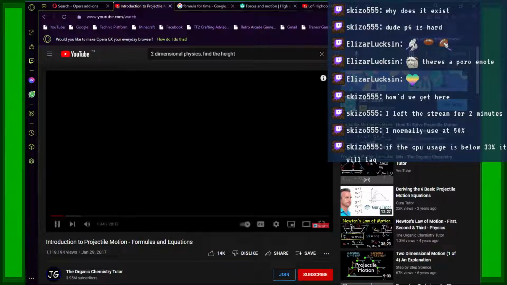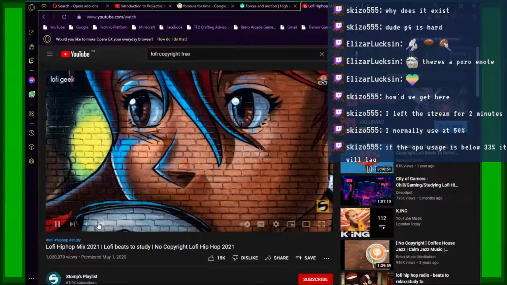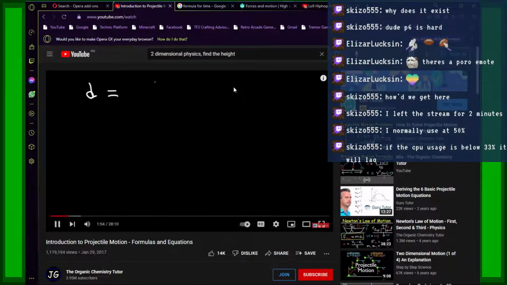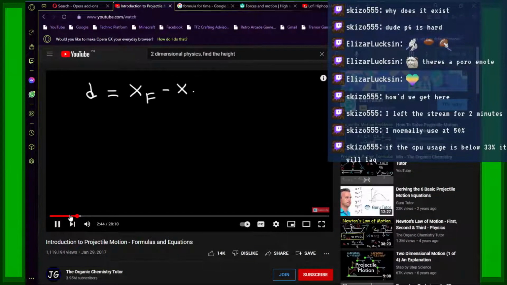So what exactly is D? You can use D as displacement or distance. Distance and displacement are the same if an object moves in one direction and doesn't change direction. If it changes direction, then displacement and distance are not the same. But technically, D is displacement. Displacement is basically the final position minus the initial position. You can use displacement in the x direction, or you can use it in the y direction. So just keep that in mind.